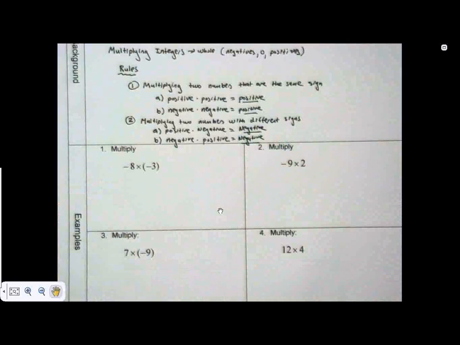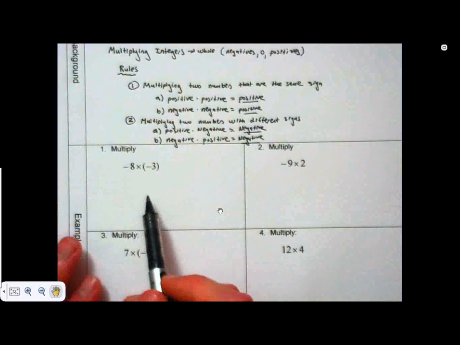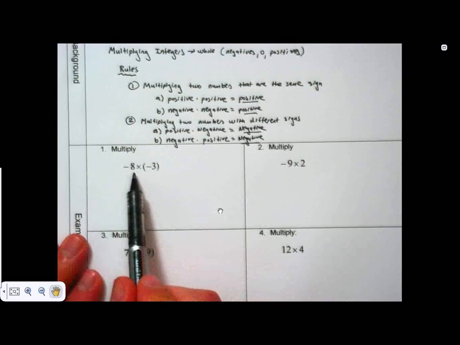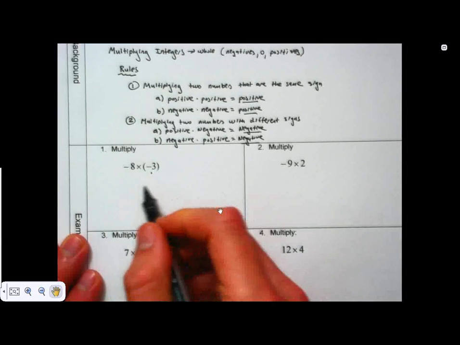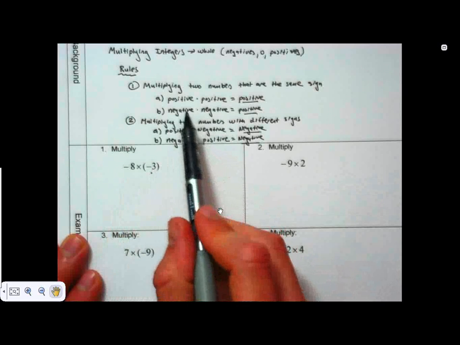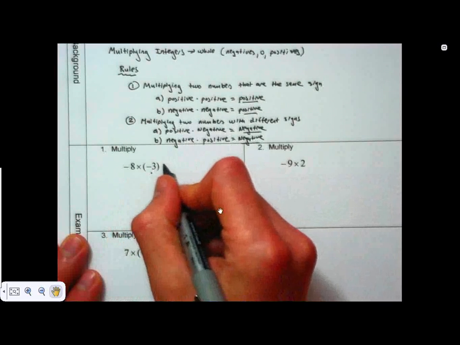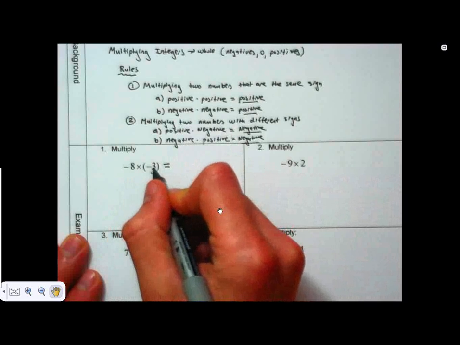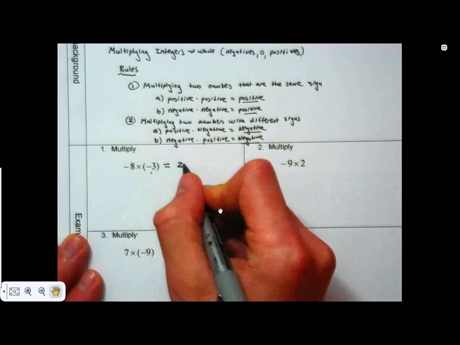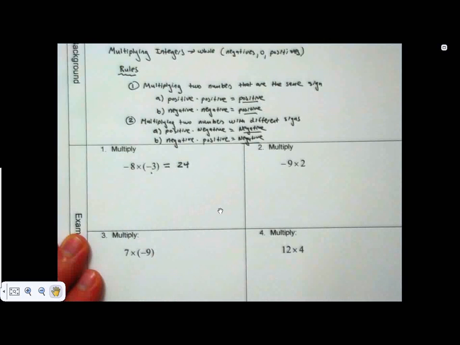Okay, let's look at a few examples. So the first example is negative 8 times negative 3. Well, if I look up to my rules, I'm multiplying a negative times a negative. So looking at the rules, that's this guy, so my answer is going to be positive. 8 times 3 is 24, so I know my answer is going to be positive 24.